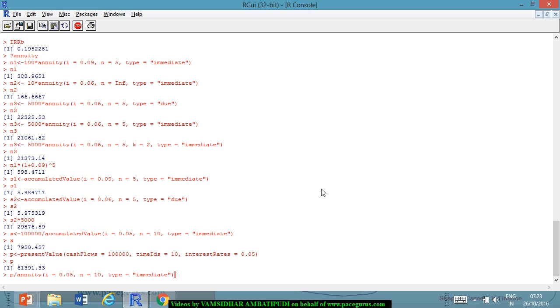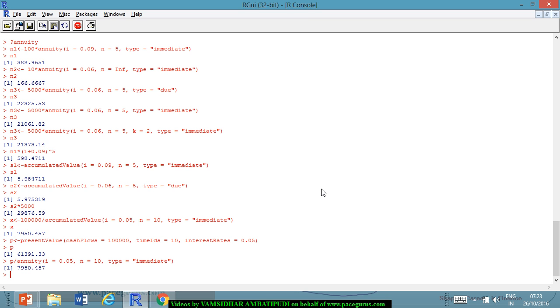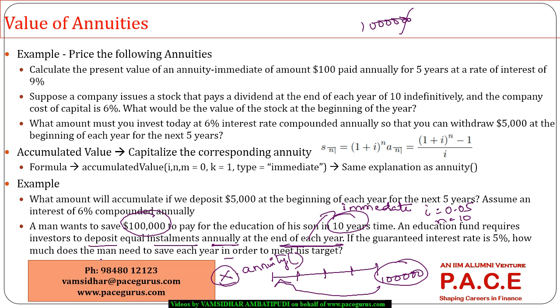All we need is clarity on the process. So even this is giving me that I have to save 7,950 every year over the next 10 years, so that at the end of 10 years this amount is going to be 100,000. This is the way we can solve different kinds of numericals associated with annuities. I can find the present values as well as the future values or accumulated values associated with each of these annuities.